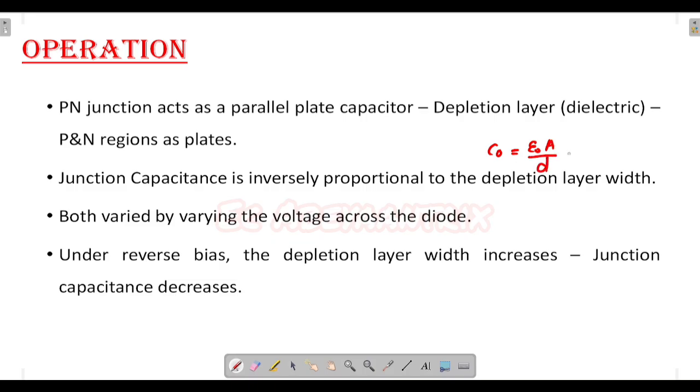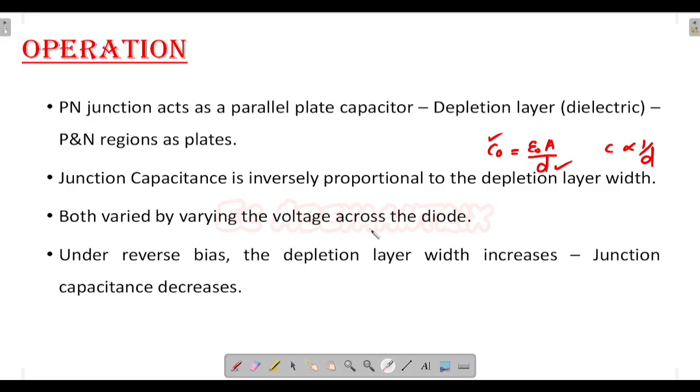Or C equal to something, right? As the depletion layer width is increased, the junction capacitance is decreased, right? So they are inversely proportional, correct? So that point is mentioned in the second point, right? And both, the junction capacitance and the depletion layer width, that is C and D, are varied by varying the voltage across the diode.